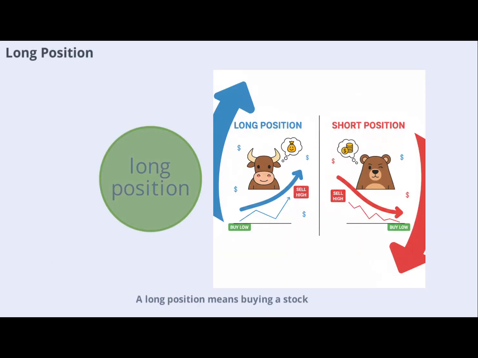A long position means buying a stock with the expectation that its price will rise. Investors take long positions when they have a bullish outlook on a company or the market. Holding a long position is the most common investment strategy, as it aligns with the goal of buying low and selling high.